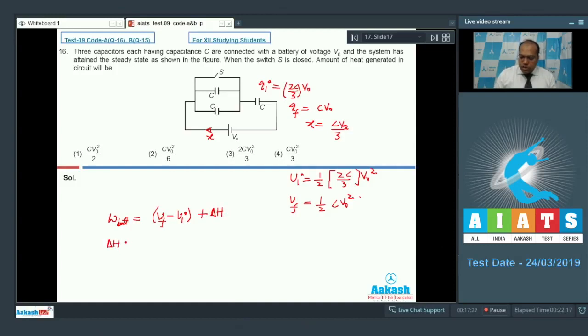So the heat loss comes out to be the work done by battery. The work done by battery can be written as X into V0, and the value of X is CV0 by 3, into V0. If I solve this, then the heat loss comes out to be CV0 square by 6. So option 2 is the correct answer. Let's move to question number 17.